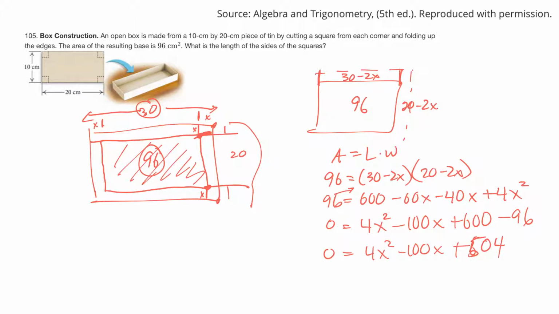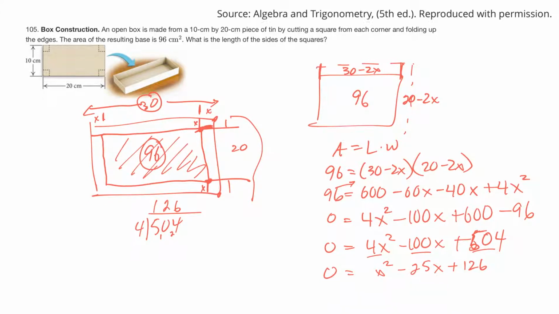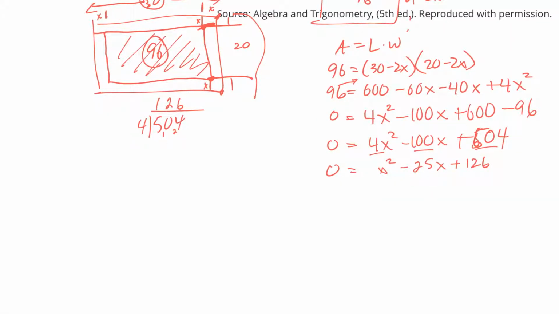504. Okay, now all of these are divisible by 4, I'm hoping. Let's see if we can divide them all by 4. So this would be x squared minus 25x. 4 goes into 504, I'm hoping, 1. This would be 2, with 2 left over, that would be 6. 126 plus 126. Okay, so now I have to figure out what two numbers multiply to 126 and add to 25.